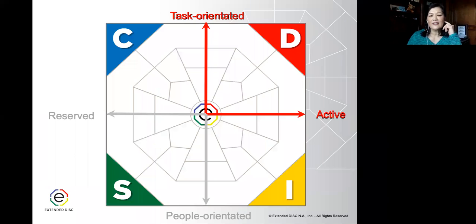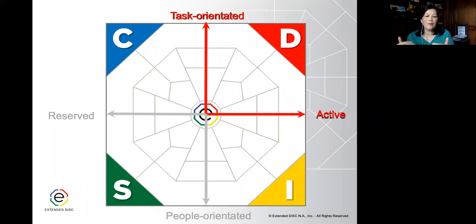Exactly. So let's take a look at how D style relates to the four DISC styles. You can see here the Extended DISC diamond, which is our version of the DISC model. The four quadrants, D, I, S, and C. I'm sure you're very familiar with it. On this model, the quadrants are divided by two axes. You have the axis that divides the left side from the right side, which is your reserved styles, C and S, from your more active styles, which are D and I, specifically D today.